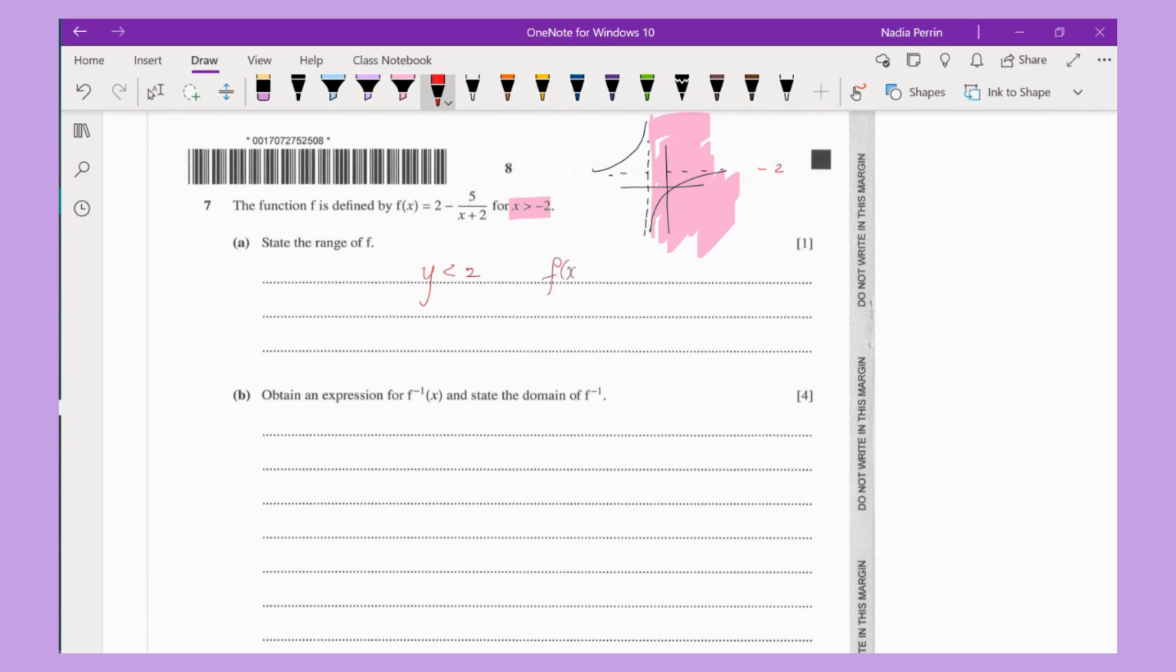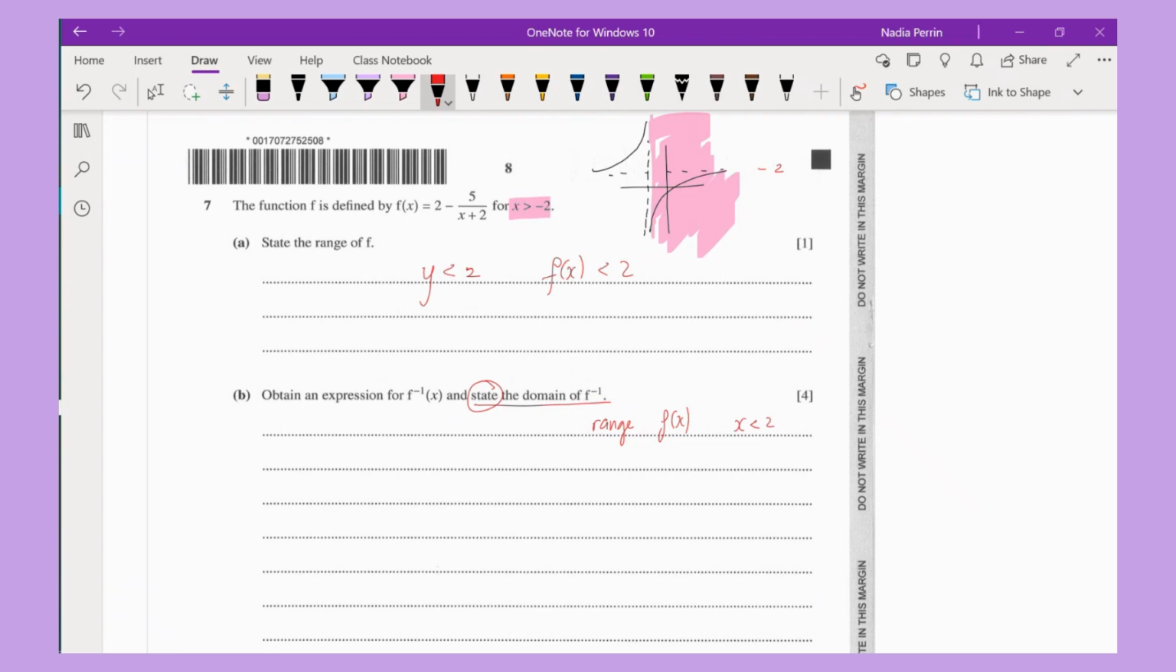You could put f of x. It's probably better. Right, obtain an expression for the inverse and state the domain of the inverse. As soon as you see the word state, it's essentially going to be obvious, and that's because it's pretty much the answer from above. The domain of the inverse is the range of the original. So remember, the definition of an inverse is just that x and y have switched around. So if y was less than 2, x has become less than 2. So that's 1 mark there.